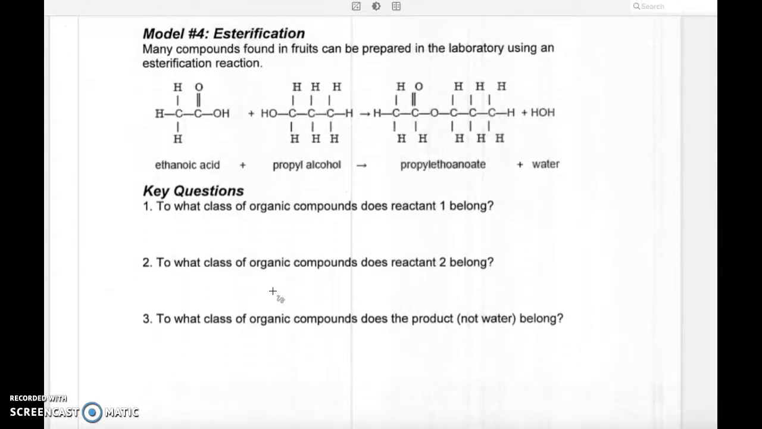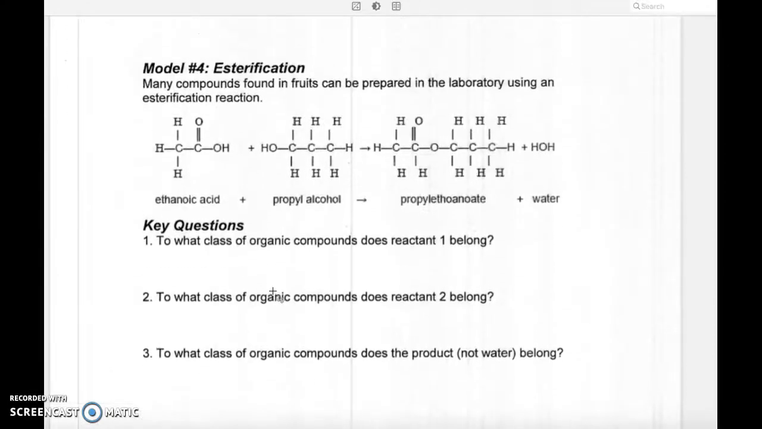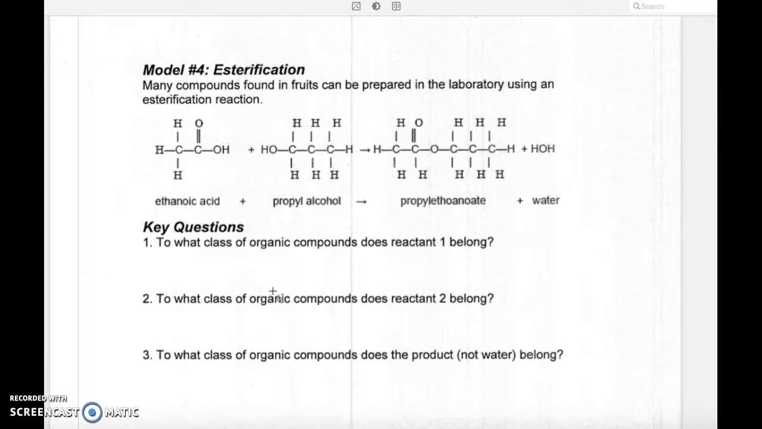Esterification. Now, the reason why I love esterification is because esterification produces perfumes. Anything that smells nice is an esterification reaction, or ester. It produces an ester. Obviously, esterification will produce an ester.